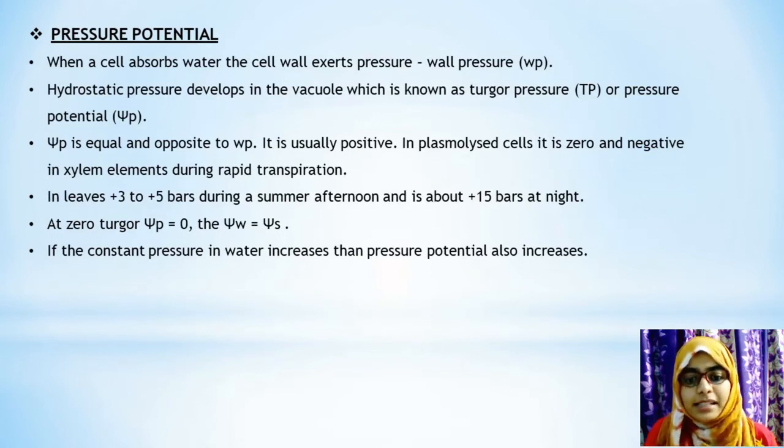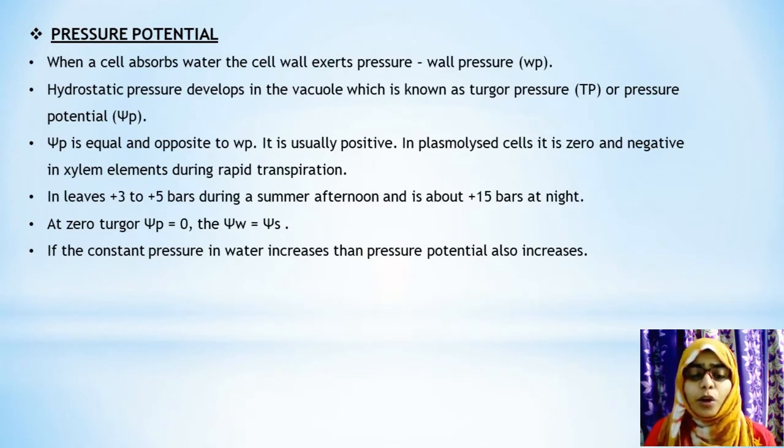In plasmolyzed cells, it is 0, and negative in xylem elements during rapid transpiration. When there is continuous movement of water and transpiration is taking place, in the xylem elements it is usually 0. Whereas in the leaves, it is usually +3 to +5 bars during the summer afternoons and about 15 bars at night. Because in the summers, usually transpiration does not take place as much, more water is being stored. So it is going to the plus state, okay.